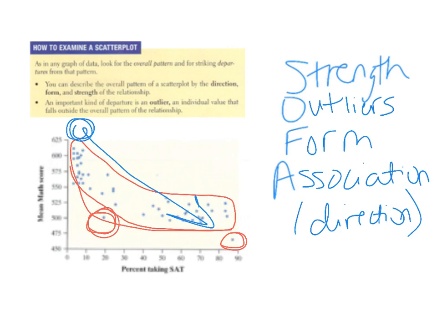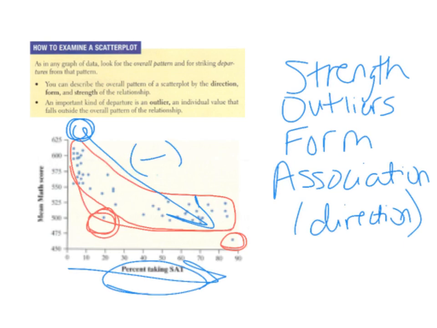As the mean math score is going down, the percent of kids taking the test goes up, it's higher. Or really it would be the other way around. As the percent taking the test goes up, because this is my explanatory variable, the mean math score is going down. So our association in this graph is a negative association between the two variables.